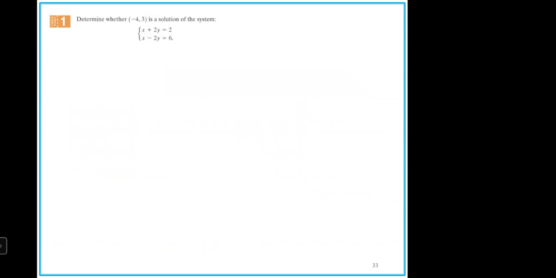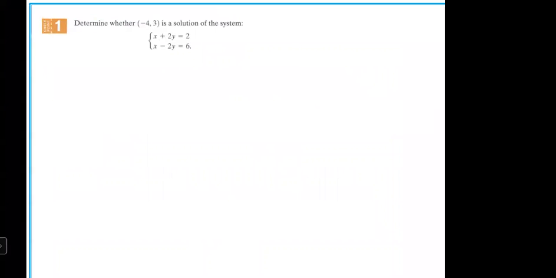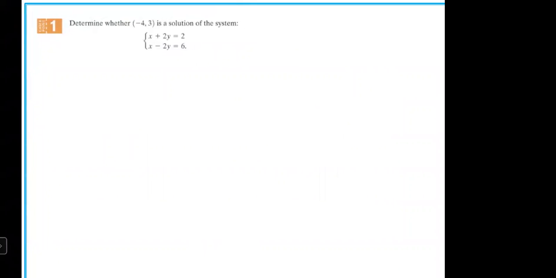But before we do the graphing of them, I want you to look at this checkpoint and see if you can work out whether or not (-4, 3) is a solution for both of these. So you're going to substitute -4 for x and 3 for y in both of them and see if you get a true statement for each. I'll give you a couple of minutes to look at that.